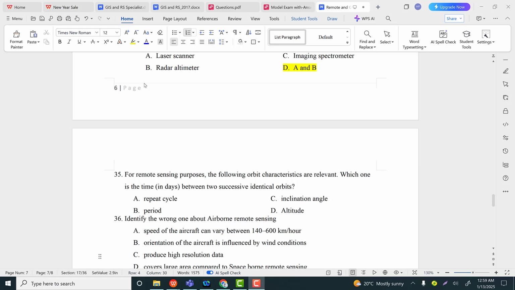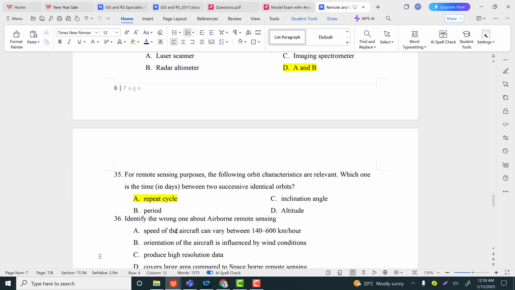Question number 35. For remote sensing purposes, the following orbit characteristics are relevant. Which one is the time in days between two successive identical orbits? Repetitive cycle, period, inclination angle, altitude. The answer is A, repeat cycle.